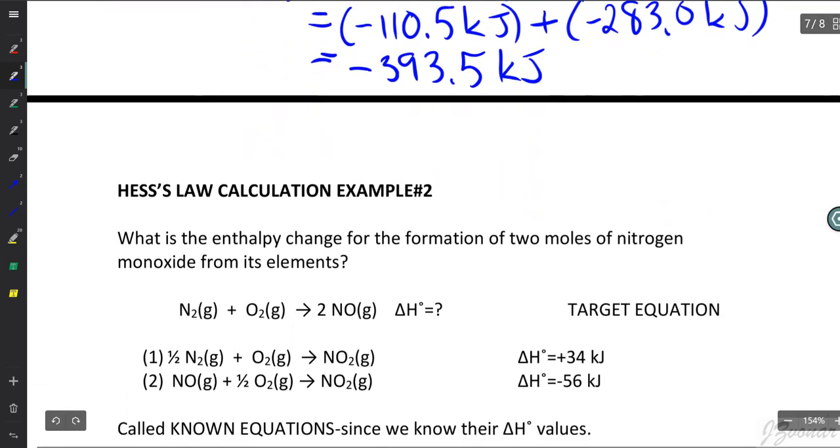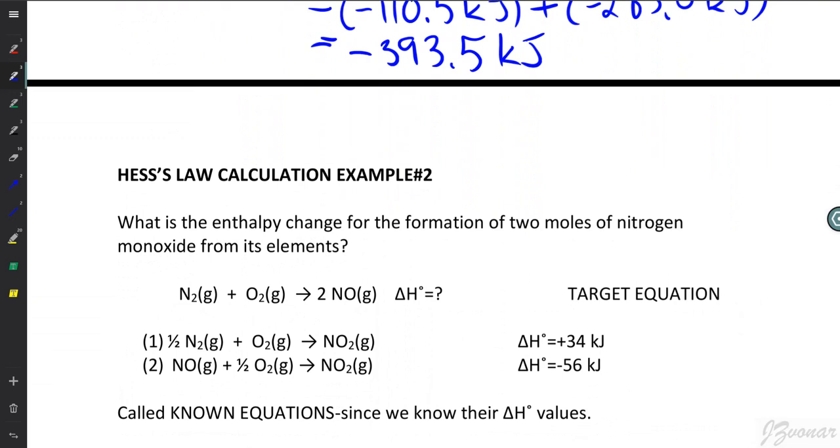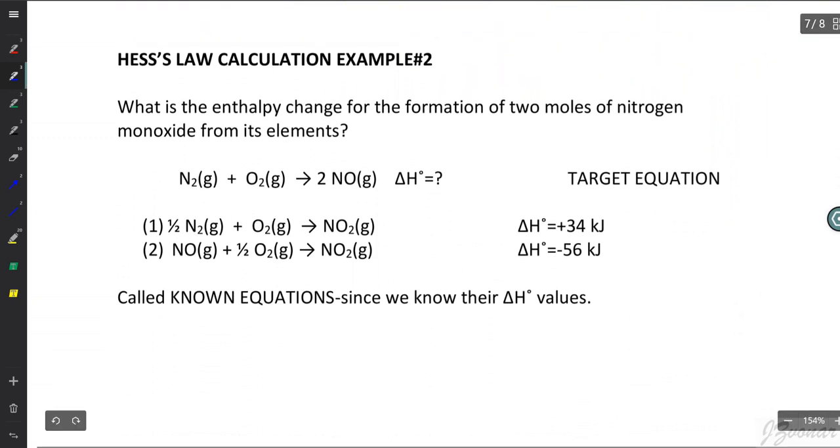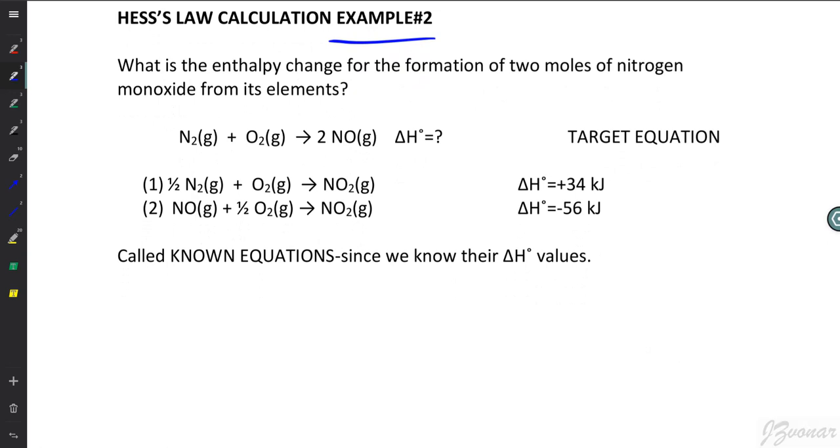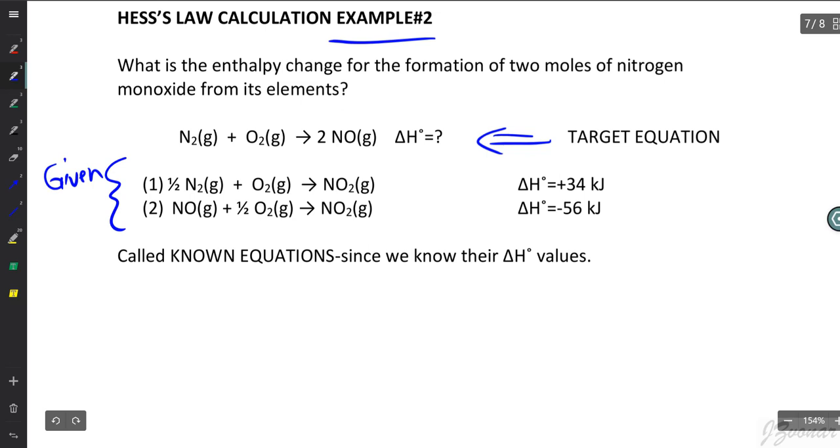All right, let's do one more example so we get some practice in how we do these. Looking at example number 2, we wish to determine the enthalpy change for the formation of 2 moles of nitrogen monoxide from its elements. This is my target equation, and I want to find the delta H, or enthalpy change. I've been given these two equations. These are my given, or known, equations. The known equations are what we're going to use, because we can then use their delta H's and apply Hess's law.